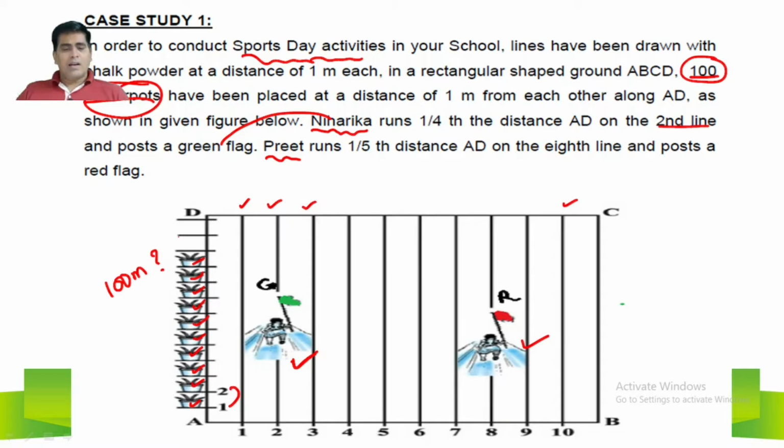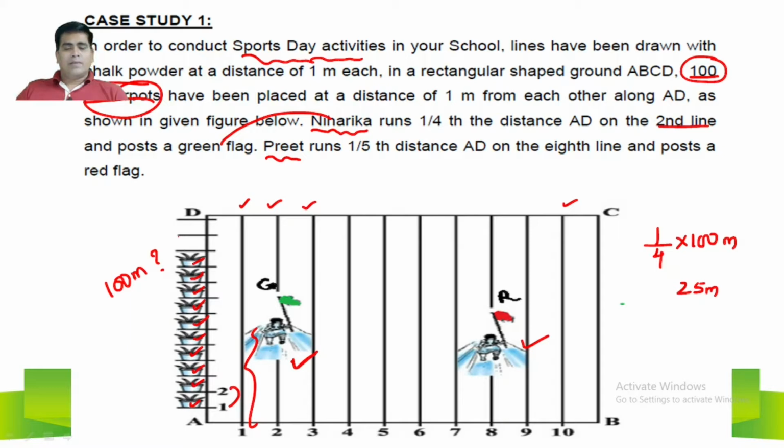In this 100 meters, Niharika covered 1/4 of the distance. So 1/4 of the distance, 1/4 of 100 meters. So that is Niharika's. Niharika has covered this much distance. 1/4 of 100, how much is it? 25 meters. It is 25 meters.